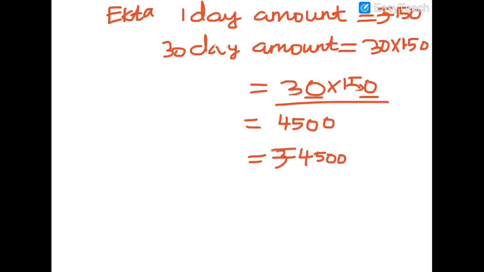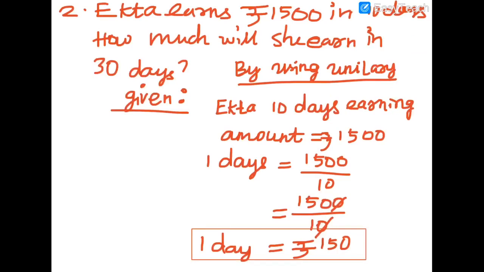Okay, so I will revise this problem. Just see this. Ekta earns rupees 1,500 in 10 days. How much will she earn in 30 days? So we have to find that. First we have to write the given value. So Ekta's 10 days amount, how much did she earn? 1,500. So one day we have to find, that is called the unitary method. Okay, so one day we have to find.